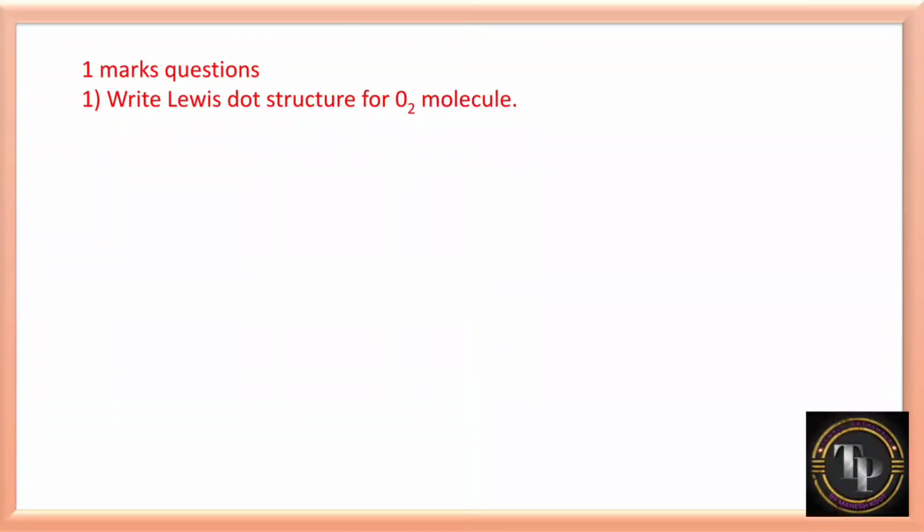Write Lewis dot structures for O2 molecules. See, O2 molecule means there is a bond between oxygen and oxygen. Oxygen is divalent, therefore there is a double bond. So each oxygen is having how many electrons? Total 6 electrons. 2 are involved in the bond formation, 4 are remaining. So therefore 4 electrons we have to show with the dot. 4 electrons on first oxygen, 4 electrons on second oxygen. So this is the Lewis dot structure.